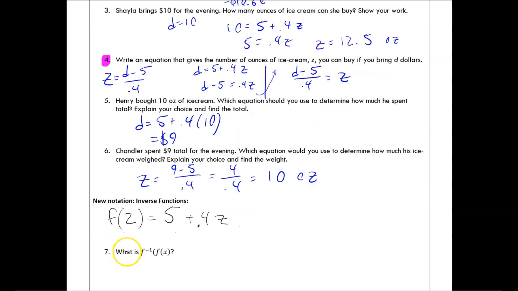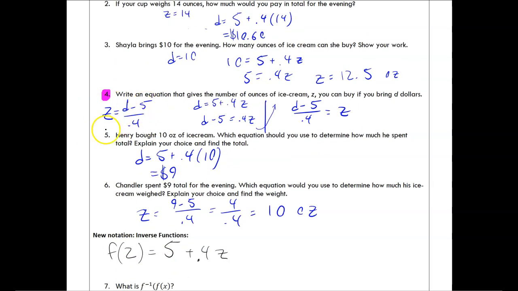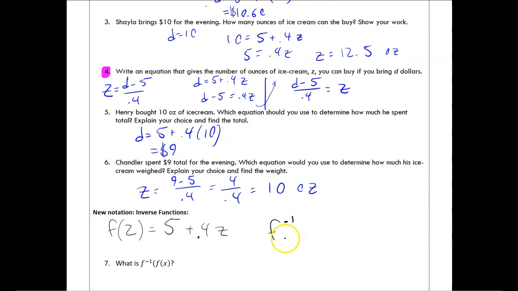Now, the new notation is, how do I represent that I have this function that is the exact opposite of this, right? Well, we've seen this before when we were working with our trig functions. I just put this -1 here. And we read this as f inverse, and it just means the opposite of f, right? So I would say f inverse in this context of D.